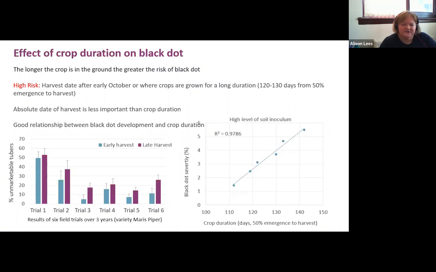So here you can see that there's a consistent effect across 6 field trials of an increased percentage of unmarketable tubers at the later harvest, shown in purple, compared with the earlier harvest, shown in blue. There's a strong relationship between black dot severity here and crop duration, particularly at high levels of soil inoculum. There's still a relationship with crop duration and disease at lower levels of inoculum, but it's less pronounced.